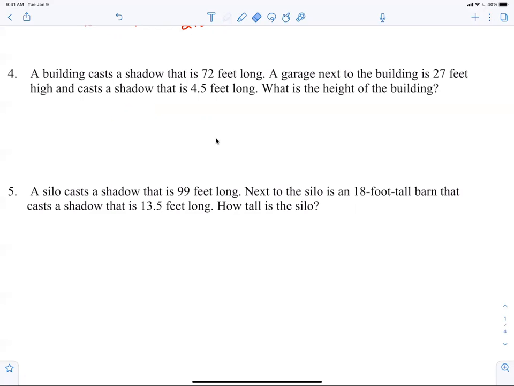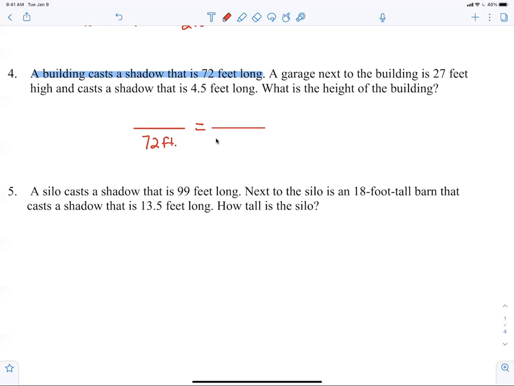In my opinion, I used to literally do this for my proportions. This is what I used to do. I just write the fraction bar, equal, fraction bar, and then write this right here is 72. A building casts a shadow that is how big? 72 feet. Now, where do you want to put that? Underneath. Okay, I'm okay with that. 72 feet like this, right?